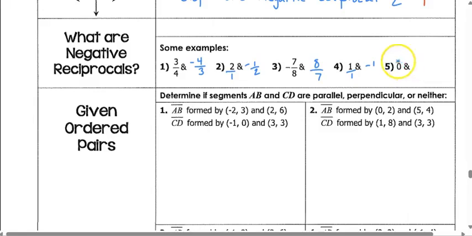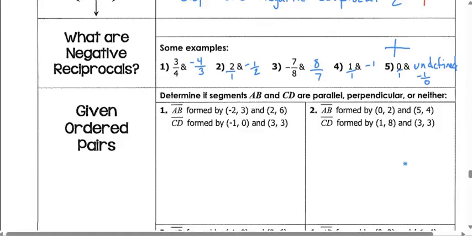Now, 0 is the only tricky one. You might be able to guess this one. What is the reciprocal of 0? Remember, 0 is a flat line. So to intersect at a 90-degree angle, I have to have a straight up and down line. So that would be undefined. Okay, because like I could make this 0/1. The reciprocal would be 1/0. Anytime we have 0 on the bottom, it is undefined.